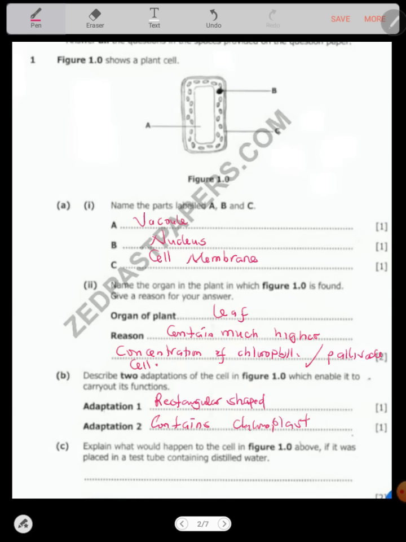Explain what would happen to the cell in figure 1.0 if it was placed in a test tube containing distilled water. Now, what type of solution is distilled water? Distilled water is an isotonic solution. Since it is an isotonic solution, that means if we put a cell in this solution, the rate of movement of water to the cell is equal. What happens? No change is seen.